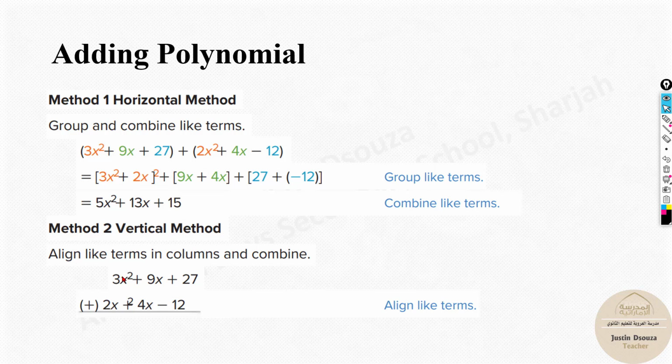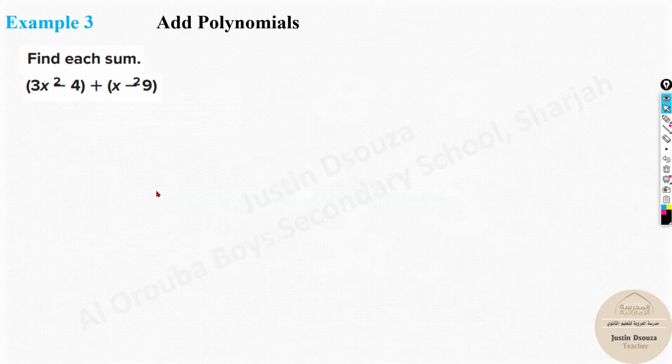Sometimes it won't be in the standard form. You need to get both of them in the standard form, so the numbers will be at the last. From left, it will be the numbers, then the first degree, then the second degree, and then you solve it up. The answer will be the same, it doesn't matter which method you use.